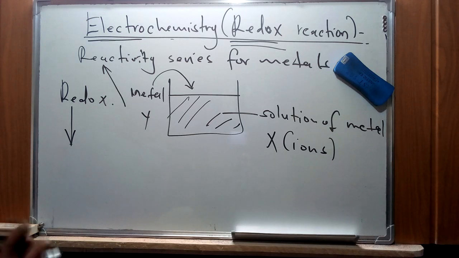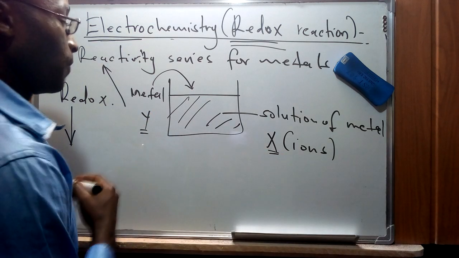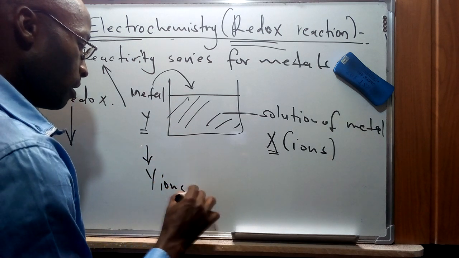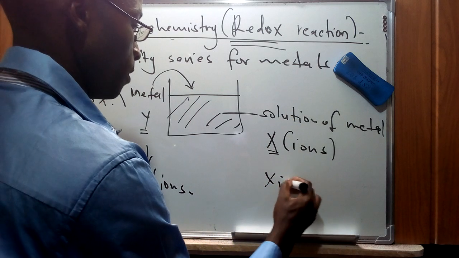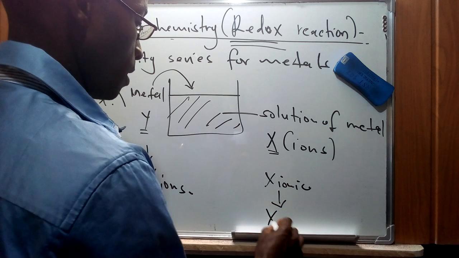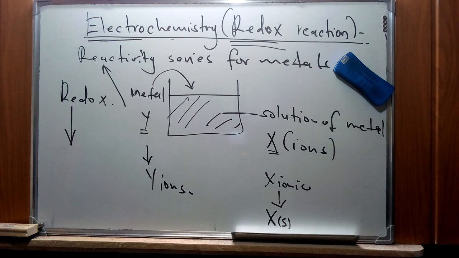Now that we have said different metals have different tendencies to react in solutions of specifically different metals, there's going to be a redox reaction whereby maybe this metal Y is more reactive than this one. Y is going to form ions, while X, which is in ionic form, is going to be reduced into a metal element, which will be a solid, but whose oxidation state has been changed. So this is also going to entail the redox reaction.